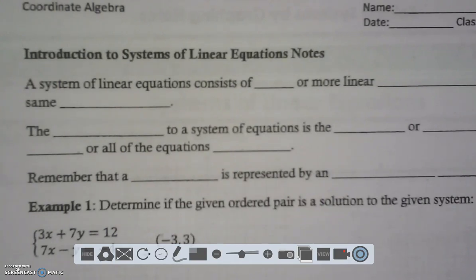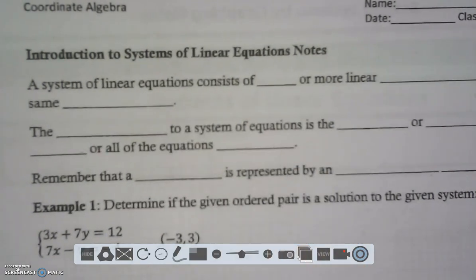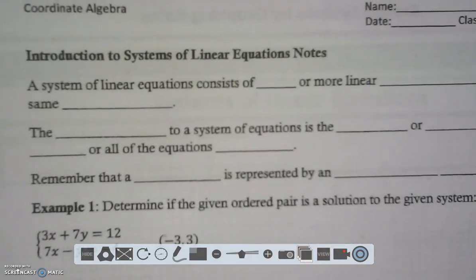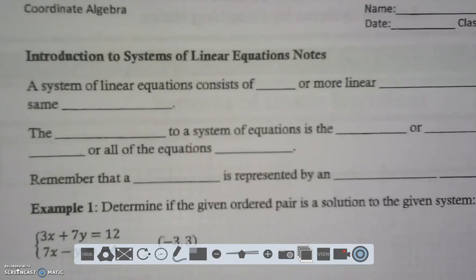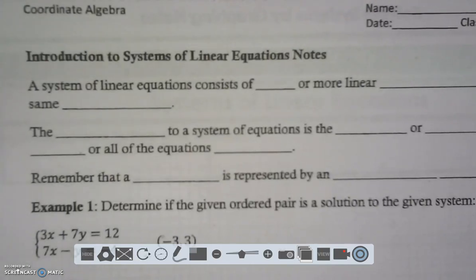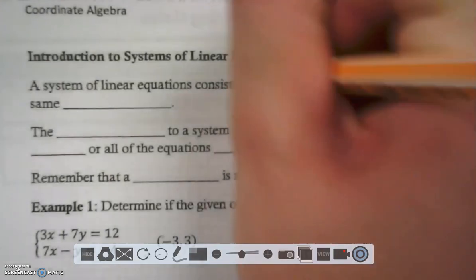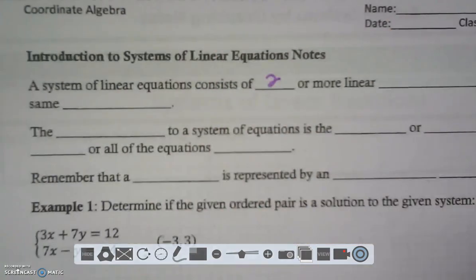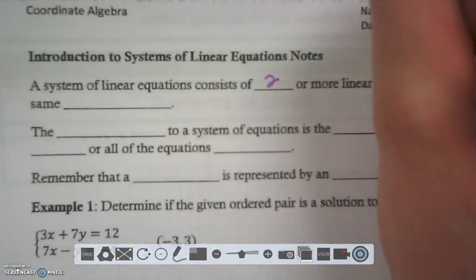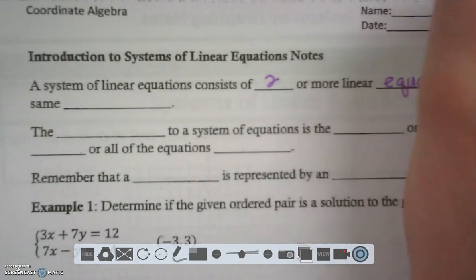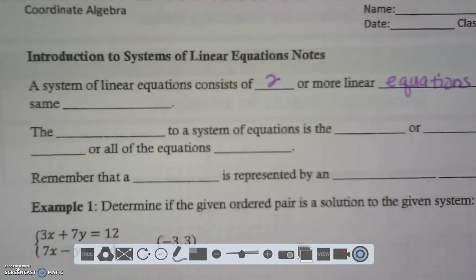So, an introduction to systems of linear equations. This may be some review to you, as it is a Math 8 topic, but we do want to reteach and relearn some of these things. So a system of linear equations consists of two or more linear equations that use the same variables.